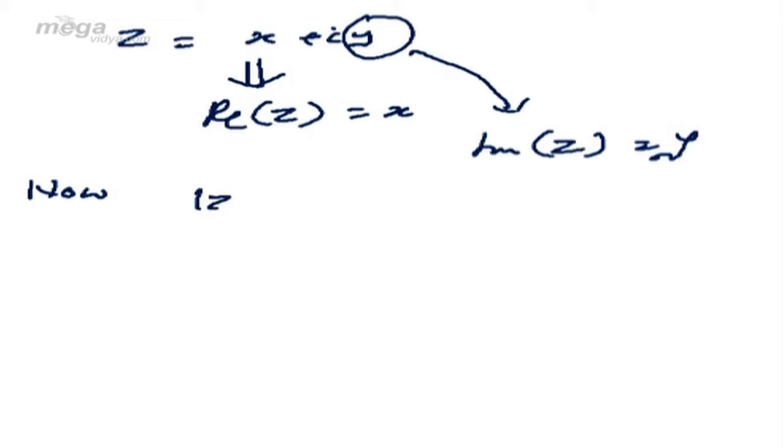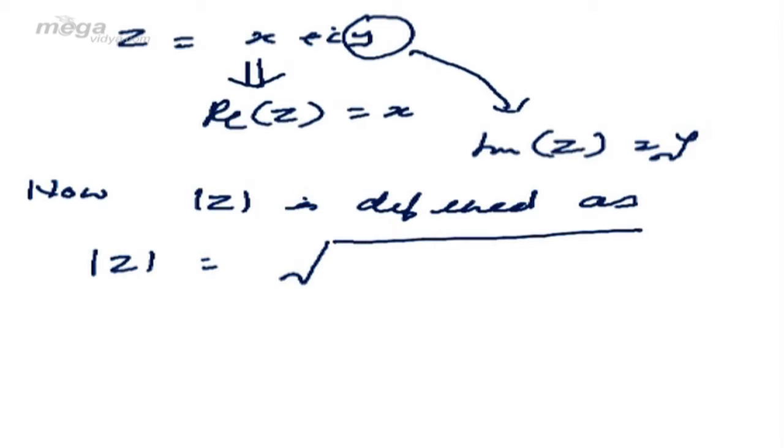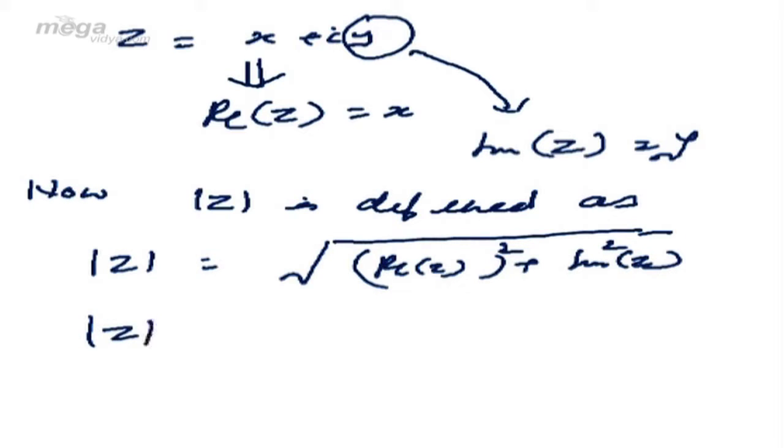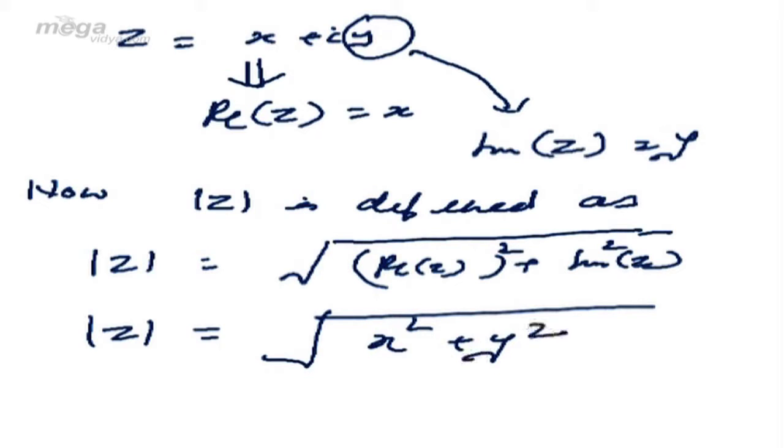Now mod of z is defined as mod of z is equal to root of real part of z to the power 2 plus imaginary part of z to the power 2. That is mod of z is equal to root of x square plus y square.